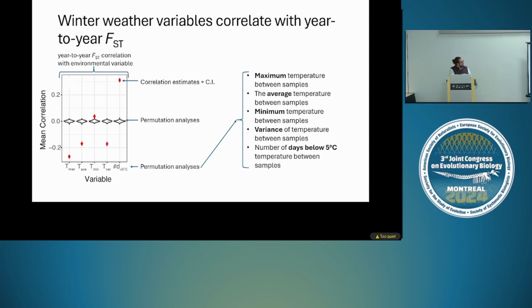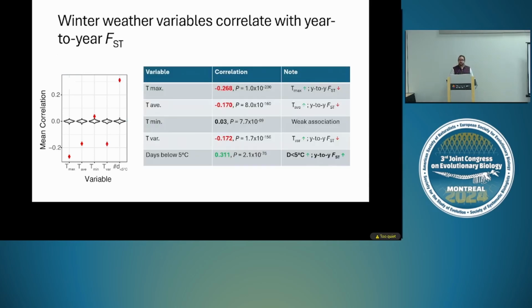Here I'm showing you maximum, average, and minimum temperature, variance of temperature, and also the number of days below 5 degrees Celsius. Variance of temperature is a proxy for the length of the seasons, and the number of days below 5 degrees Celsius is a proxy for the strength and the harshness of winter, right? So longer winters. The red dots are the correlation estimates, and then the violin plots are the permutation analysis. Okay, now here's the table that captures some of the essence of the analysis.